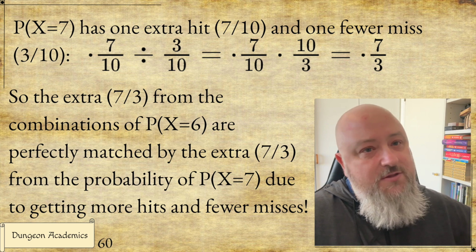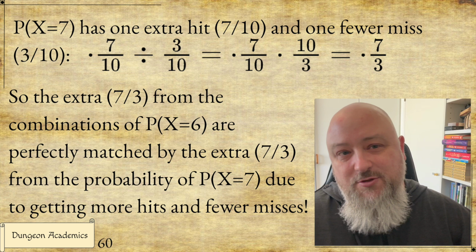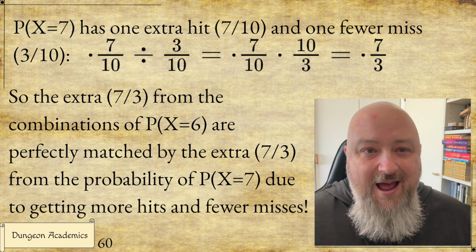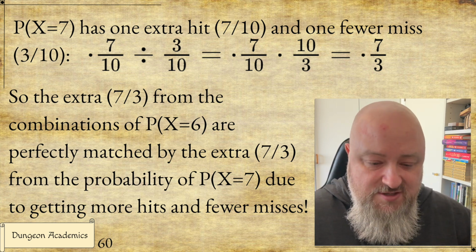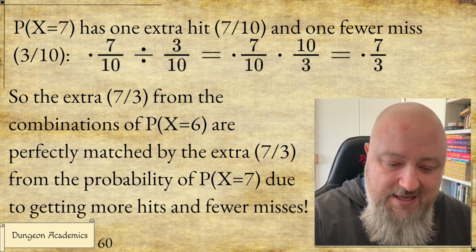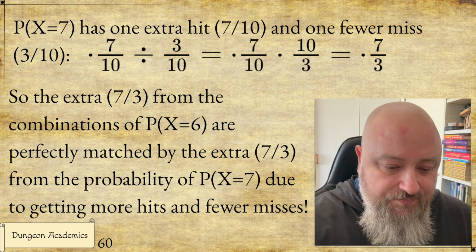So there's an extra 7 in 3 that appears when we have 6 hits, and an extra 7 in 3 that appears when we have 7 hits. And that means that the two results are identical. They're the same. They're supposed to be the same. I find that quite pleasing. So our result is correct. They are the same values.